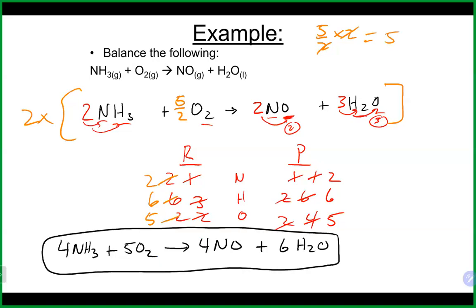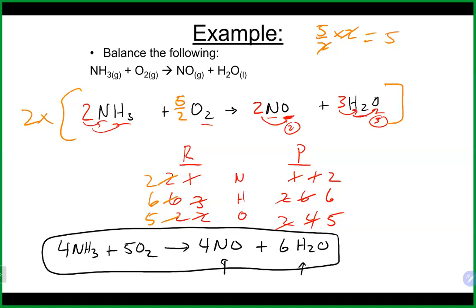And now I have a balanced equation that's all whole numbers, and we have 4 nitrogens on the left, 4 on the right, 12 hydrogens on the left, 12 on the right, 10 oxygens, 4 oxygens here, and 6 there is 10. How do you pick the right fraction?